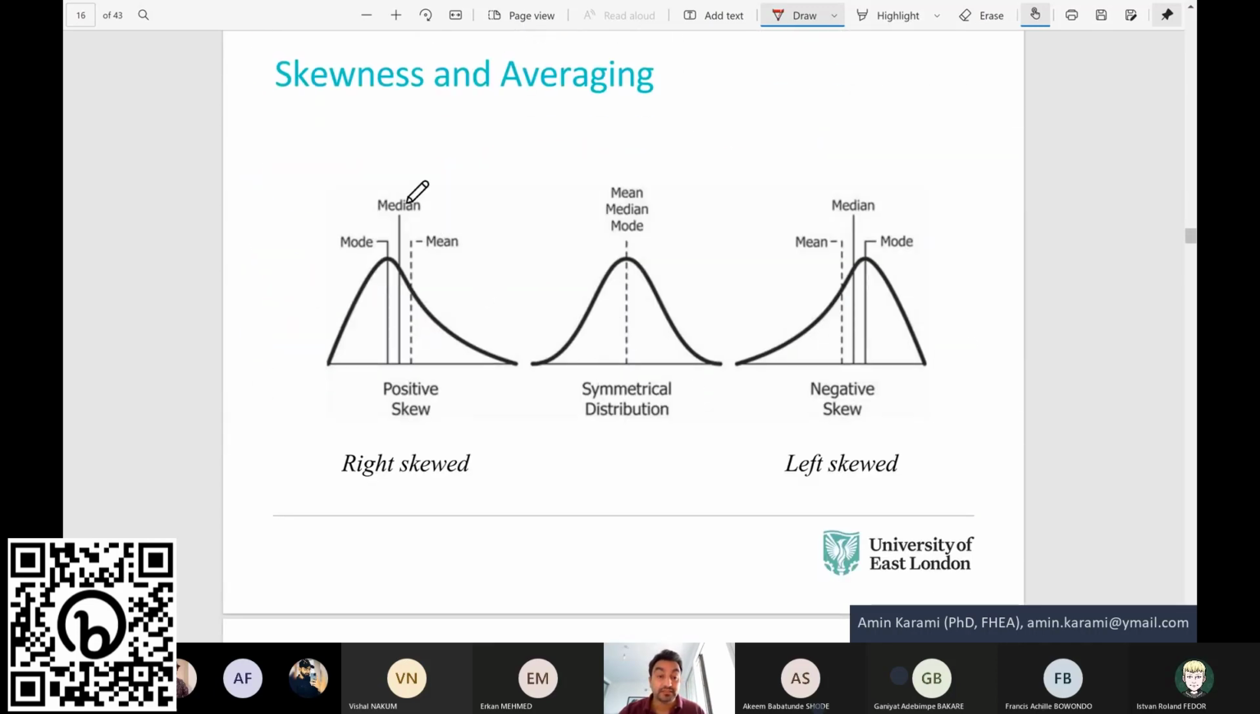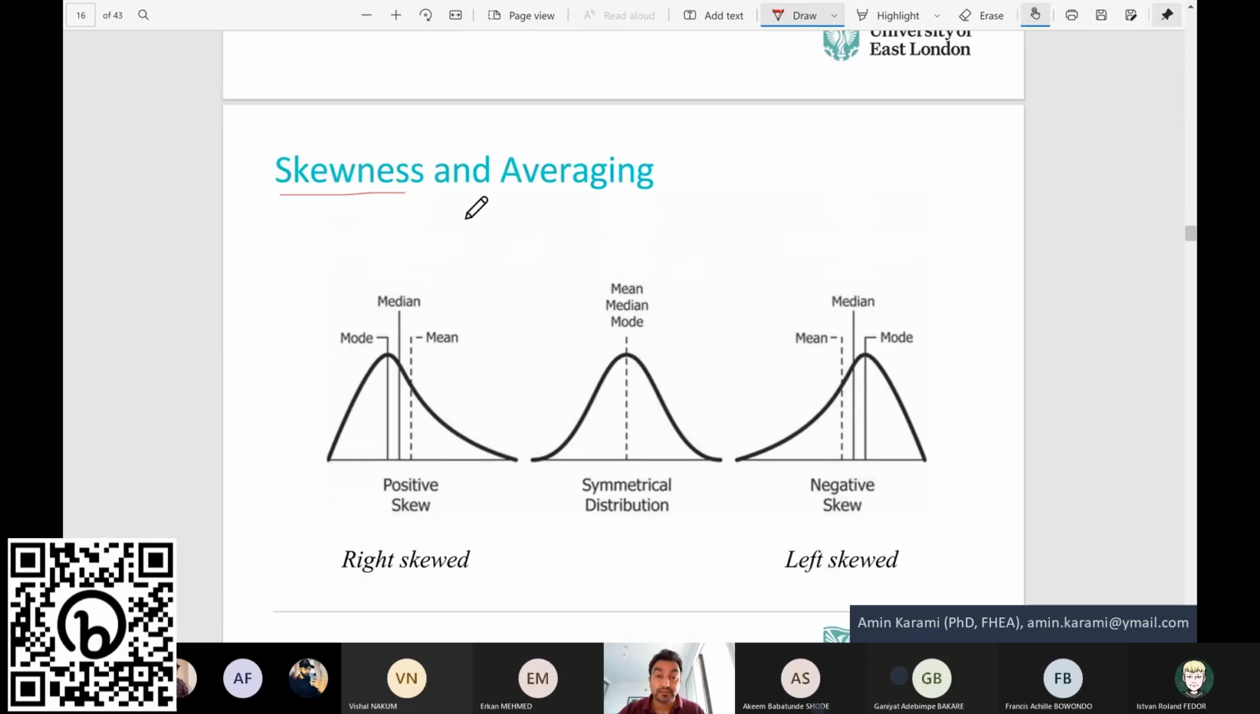So here we have this input: skewness and averaging. As you can see, if mode is less than median and median is less than mean, we call it positive skew, right? And right skewed means this one. The right side is the positive numbers and here is the negative numbers, like X and Y, minus X this side and X this side. So what does it mean?